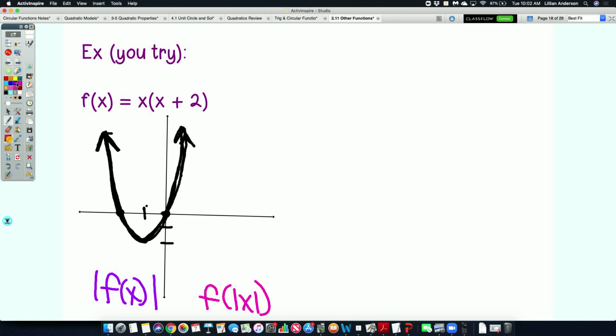Okay. Anything above, we need to keep the same. And then anything that's below needs to be reflected. We need to get rid of it. So all of this that's below needs to go. And x-axis points stay the same. What did your graph look like? Look like a W? Yes.